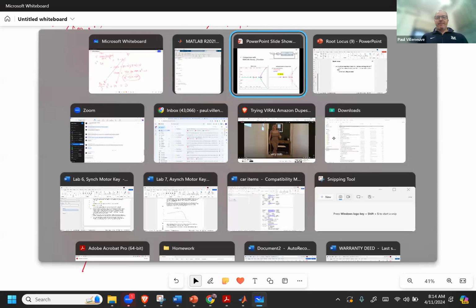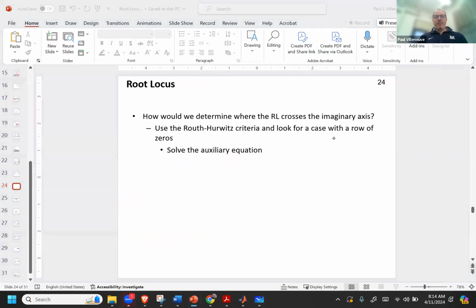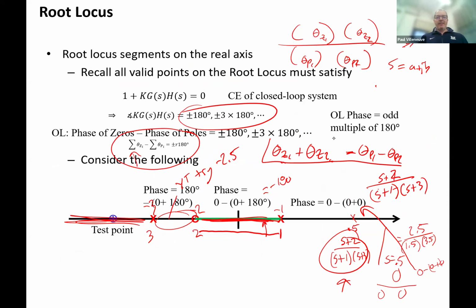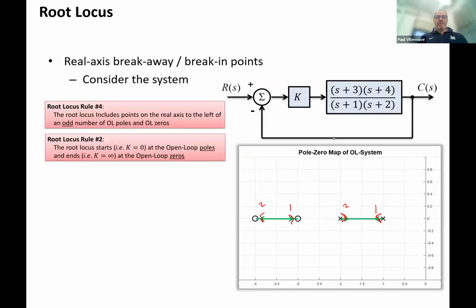Okay. So we did that problem, and here is the summary.